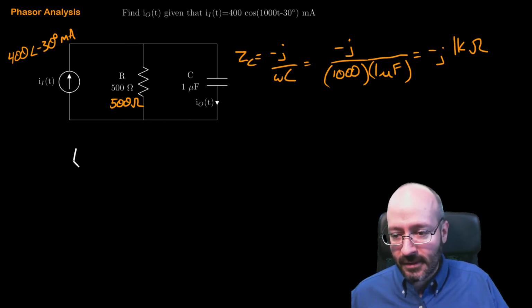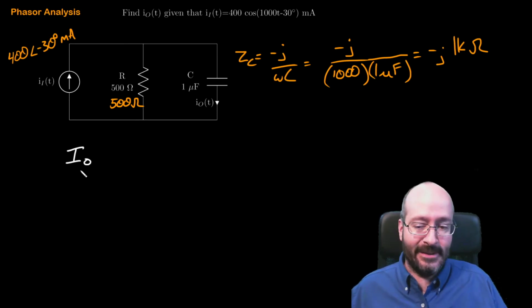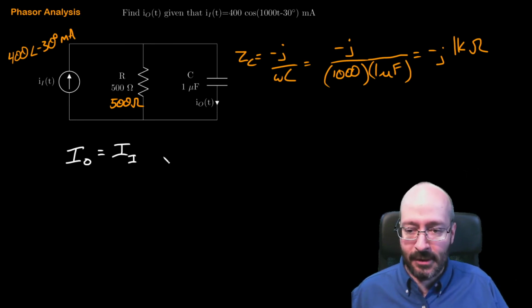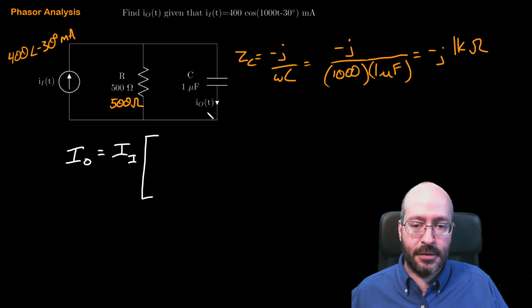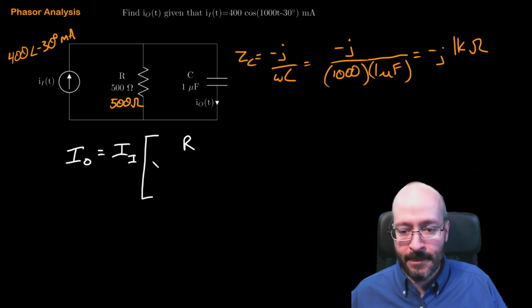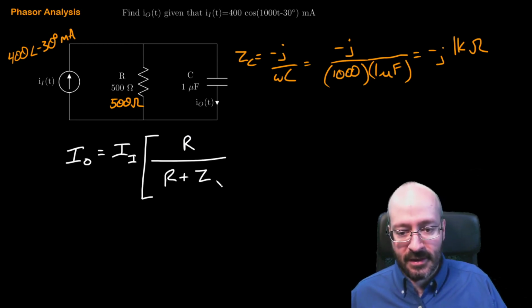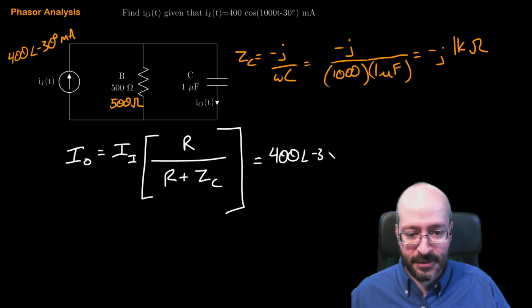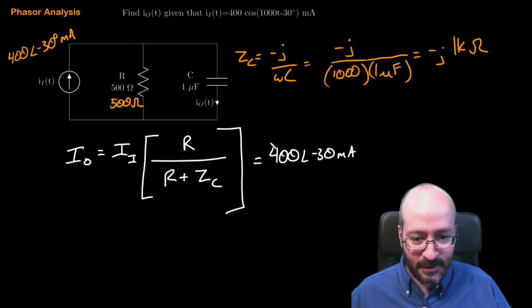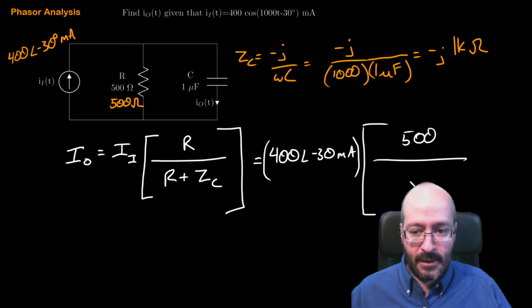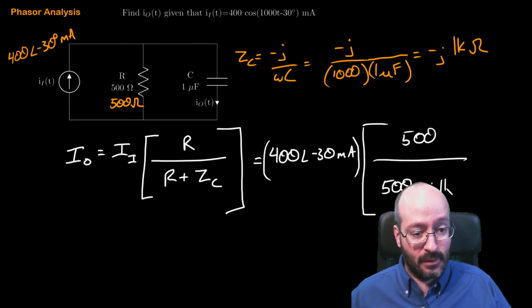I say I out, except it's the phasor for I out, so it's capital I sub O. I out is equal to I in, again the phasor, so it's capital I. And we want to know the current through the capacitor, so we multiply by the opposite branch impedance. So this is going to be R over R plus Z_C. Plugging in values, we get 400 at an angle of -30 milliamps. That prefix makes that unit really important, right? And we're going to multiply by 500 over 500 plus, no, not plus, minus j 1,000.